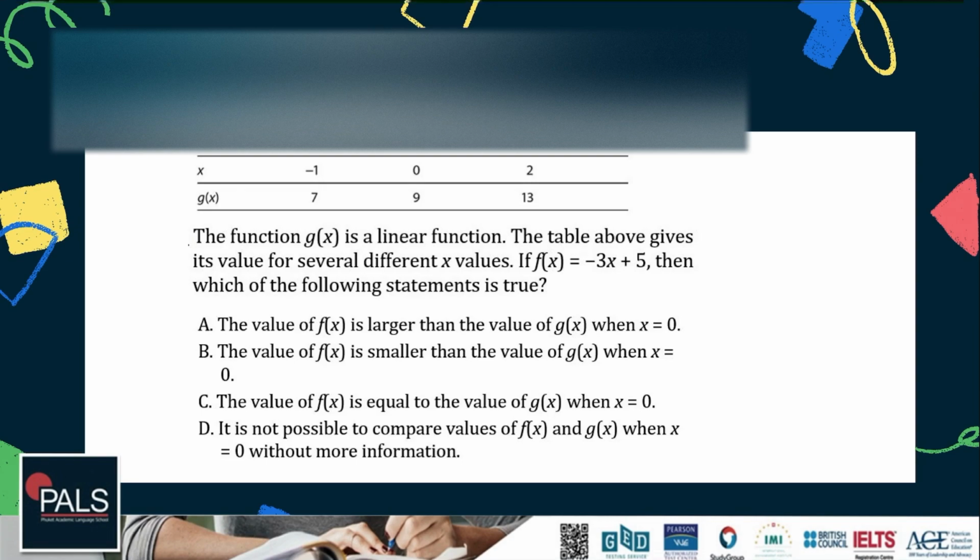So, okay, the first one: the value of f(x) is greater than the value of g(x) when x is 0. The condition is when x is 0. For g(x), when x is 0, you will get 9, right? For f(0), it is 5, because I substitute 0 for x: -3 times 0 is 0, so y equals 5. So g(0) is more than f(0), isn't it? So the answer to this one is B: the value of f(x) is smaller than the value of g(x) when x is 0.